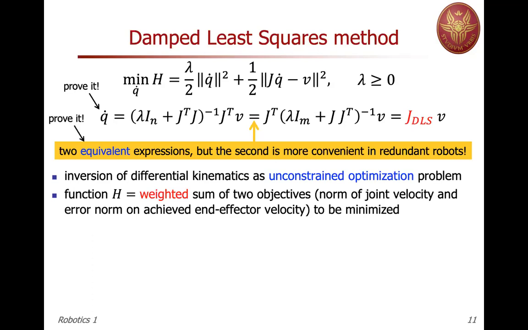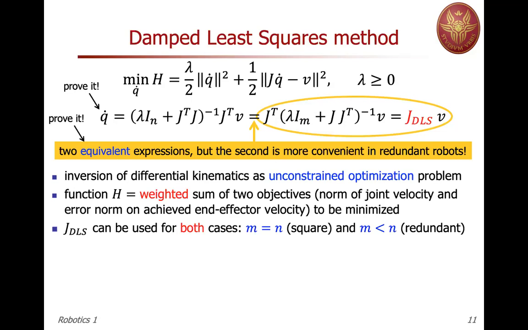Of course, I would like you to prove that these are equivalent, and this is a nice trick in working with matrices, to see that the expression on the left-hand side of the yellow arrow is equal to the expression on the right-hand side. And we call this expression, both of them, but in particular we'll use mostly the second one, damped least squares Jacobian, or damped Jacobian. Just another way of inverting things, of finding, from a desired V, a joint velocity that will try to realize the task. Pay attention, try to realize the task.